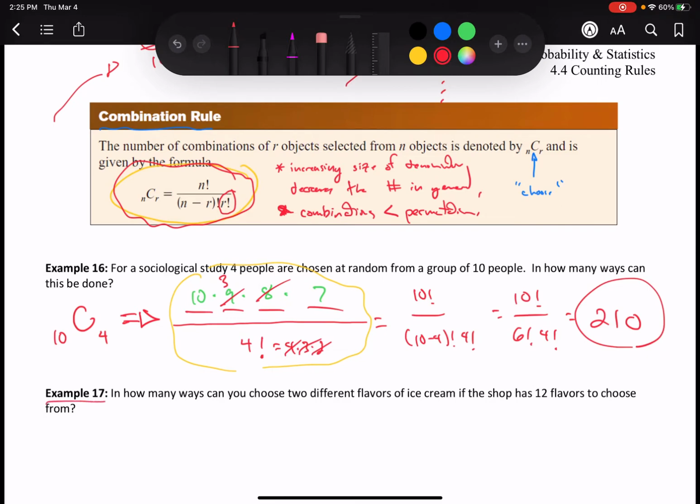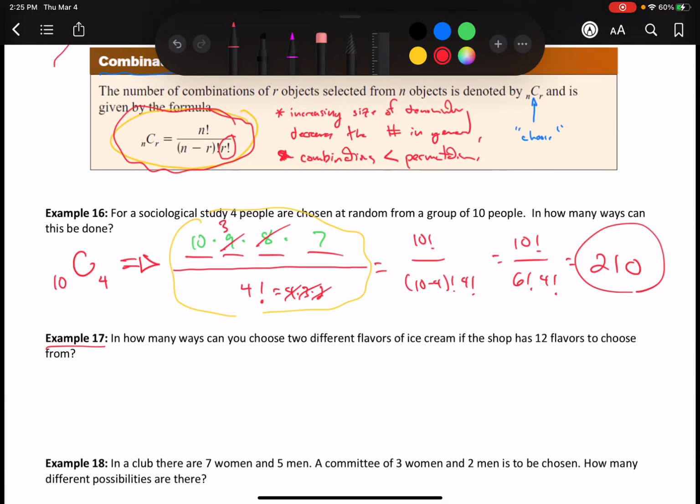All right. Now, keep in mind that you can also use your calculator for these, and I would implore that you do so. All you have to do is go to the nCr function. I don't have a calculator on this iPad, so I can't show that to you.